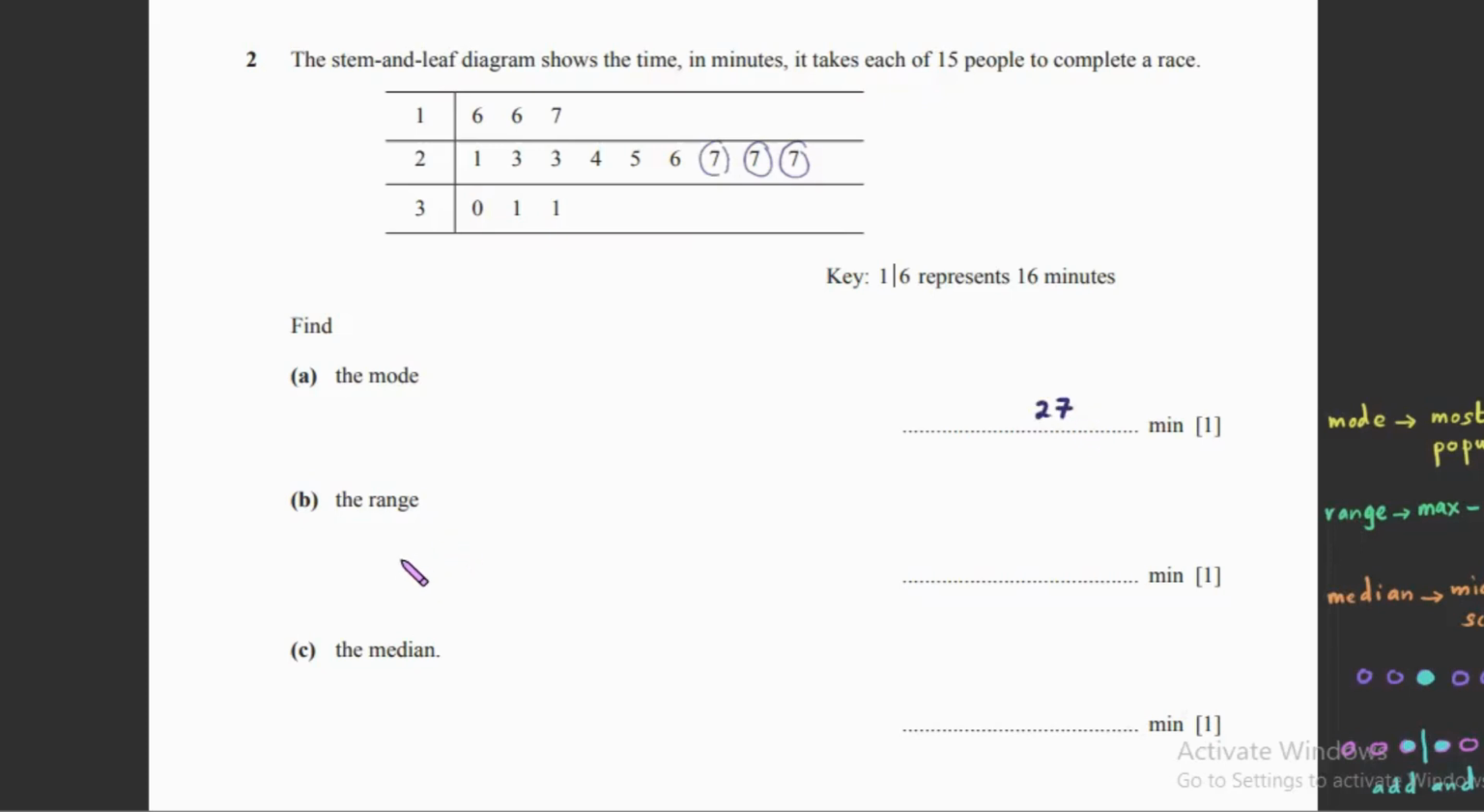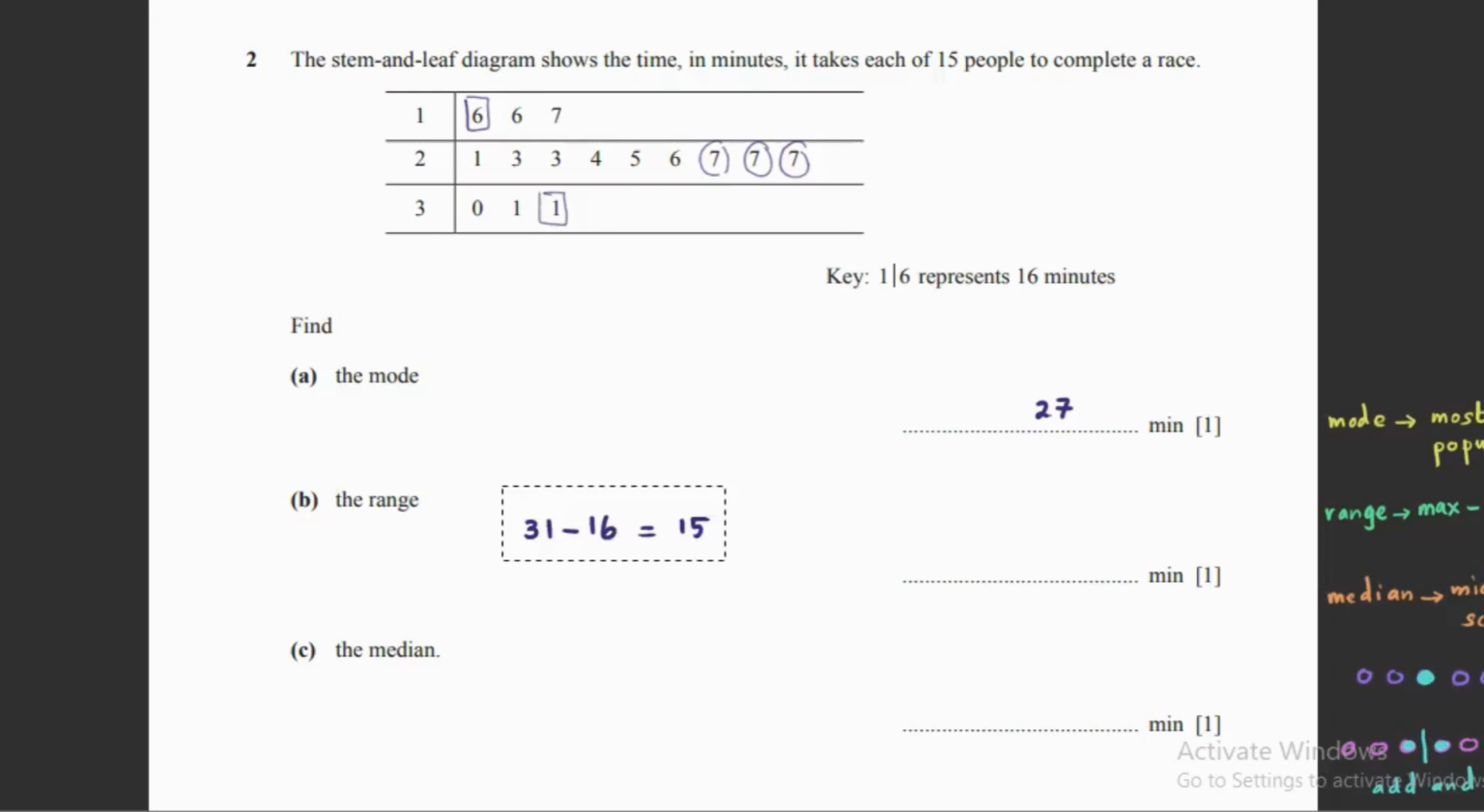The next question is for us to calculate the range. The range is the difference between the highest score and the lowest score, or the difference between the maximum and the minimum score. So our maximum score will be this one, which is 31. And the minimum score will be this, which is 1|6, that makes it 16. Which means we need to find the difference between 31 and 16, which is equal to 15. So 15 is the range for this question.